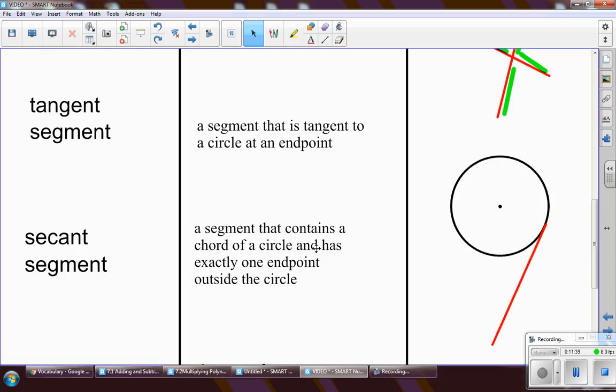There we go. And the secant segment is very similar. It is a segment that contains a chord of a circle and has exactly one endpoint outside the circle. So you've got to have a secant. It touches the circle at two spots, a starting point and a stopping point. So this is a secant segment because it has a starting point and a stopping point. This is a tangent segment, starting point, stopping point. Tangent only touches at one point. Excuse me, secant touches the circle at two points.